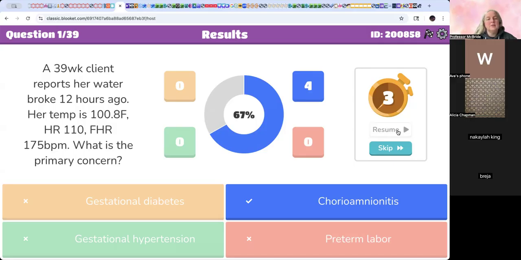Any other symptom that isn't listed here that we might see with chorio? Nausea. Discolored, foul smelling amniotic fluid. Yeah, good. So foul smelling fluid, it could have a discoloration, like be purulent. Maybe she could also have some tenderness in her uterus, just because if the infection's there, right? Good.